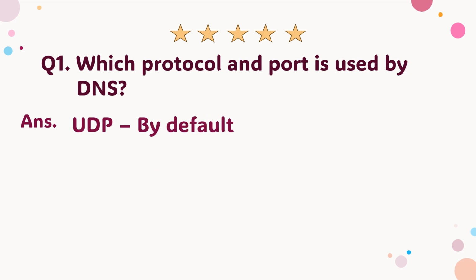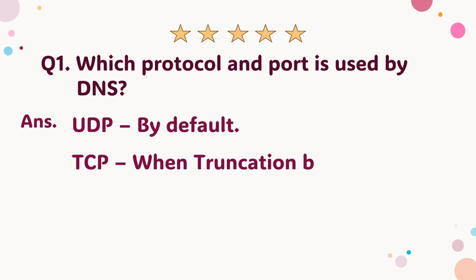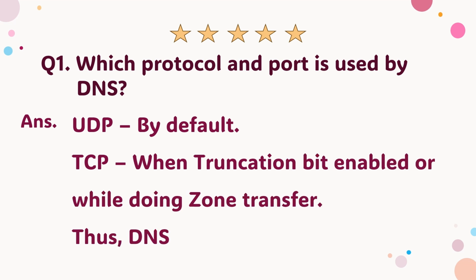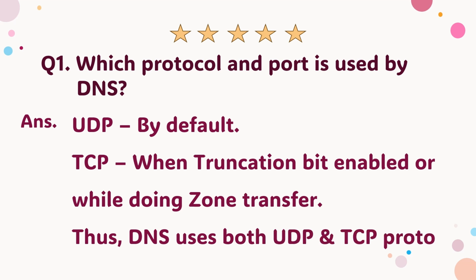And here we go. So UDP is the protocol used by DNS by default, and then TCP is used in a case where truncation bit is enabled or while doing the zone transfer. So conclusion is UDP and TCP, both the protocols are being used by DNS.